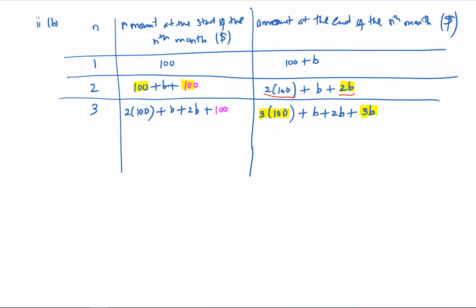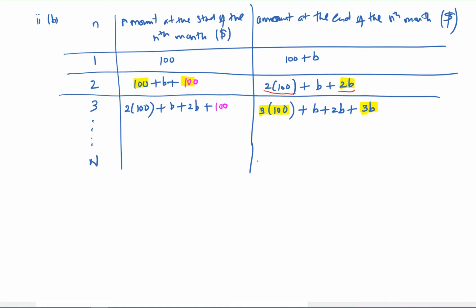I'm going to do this until, I want to just generalize it for you, at the end of capital N months. When you observe, you will have N $100 plus B plus 2B plus, if it is 3 here, you will observe it is 3B. It will go all the way until NB. This is just for you to know how it works if you need to generalize.